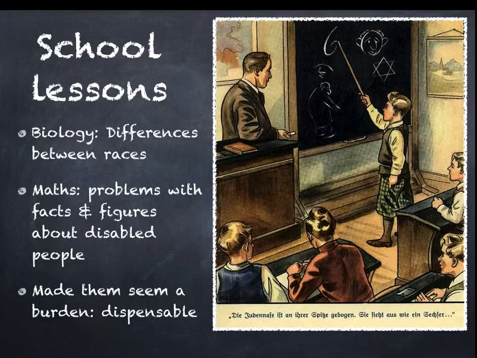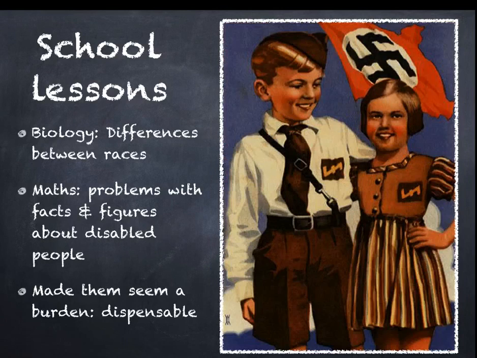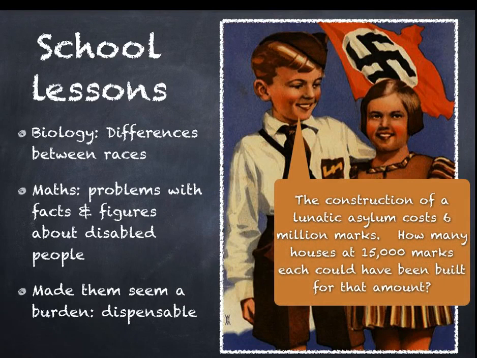In maths, problems with facts and figures, often about disabled people as well. And here's a particular one, and it's got a very sinister message behind it. The construction of a lunatic asylum costs 6 million marks. How many houses at 15,000 marks could have been built for that amount?